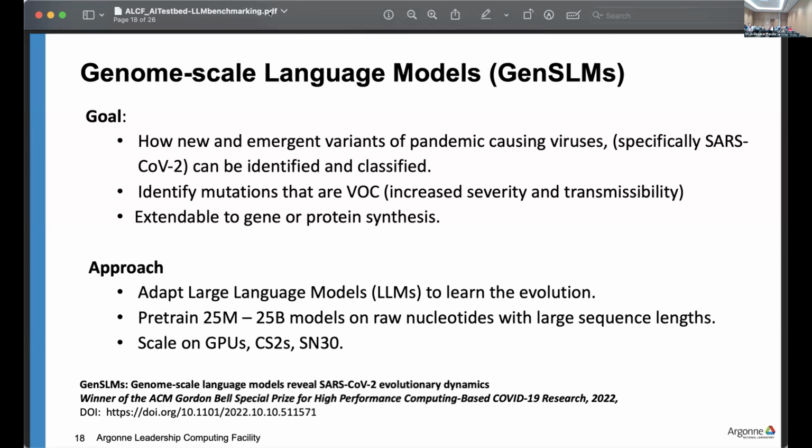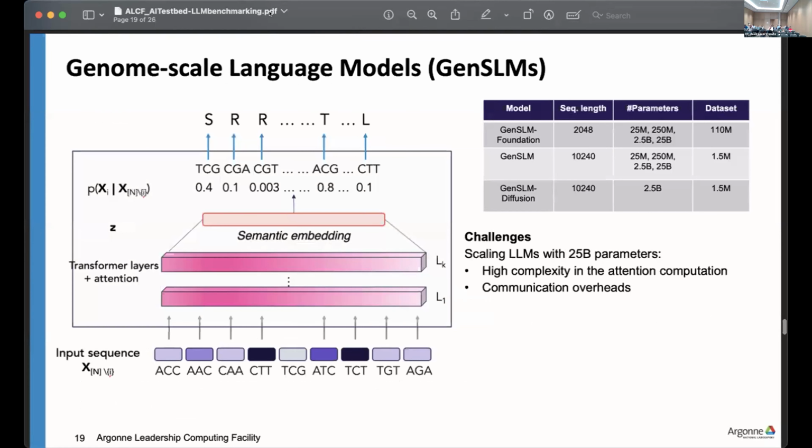For this model, it was pre-trained on nucleotides, and the model complexity varied from 25 million to 25 billion parameters. It's using GPT-NeoX as a core, but improved on that. This model was run on the NVIDIA A100 GPUs, Cerebras CS-2 and SambaNova SN30. The GenSLM work was awarded the ACM Gordon Bell Special Prize for SARS-CoV-2 research during Supercomputing 2022. So this is a quick snapshot of this model, but I won't go into detail.